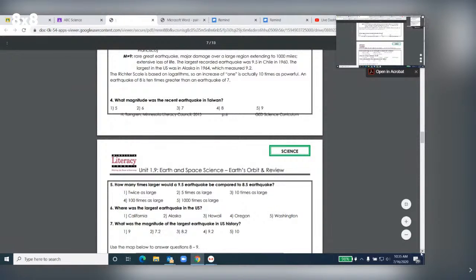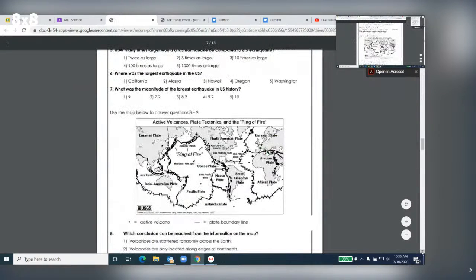Okay, and I think there's one more reading passage. Use the map below to answer questions 8 and 9. And this is similar to that plate tectonics thing that we did, I think it was last week. And you can see all these little dots are active volcanoes. And the straight lines are plate boundary lines. So if you look at this, you notice that a lot of the circles are right along those lines. So it's going to be an indicator for number 8.